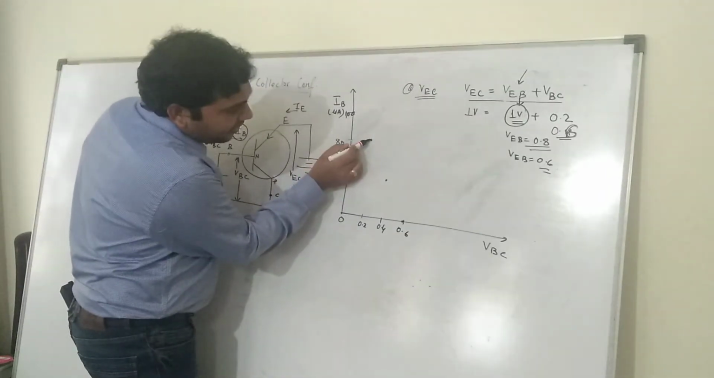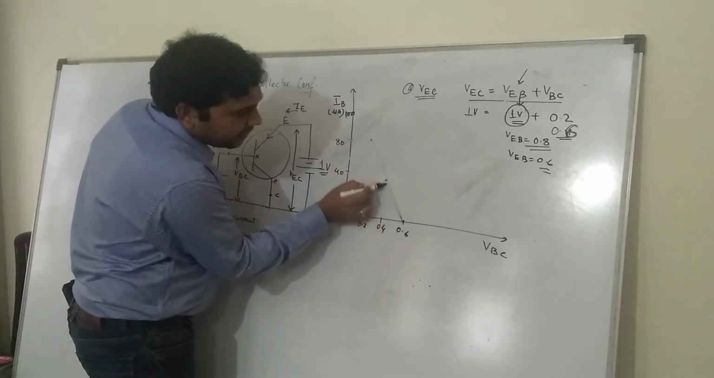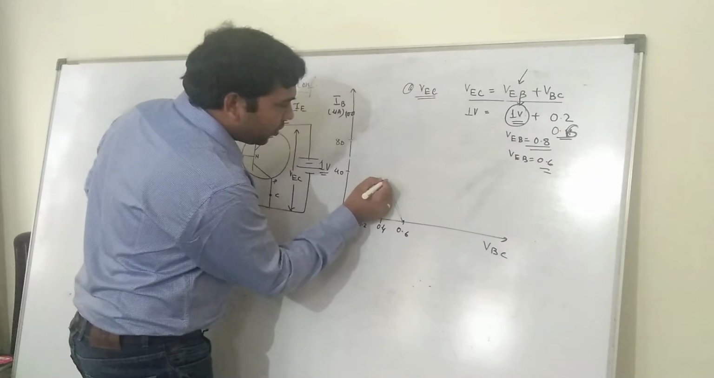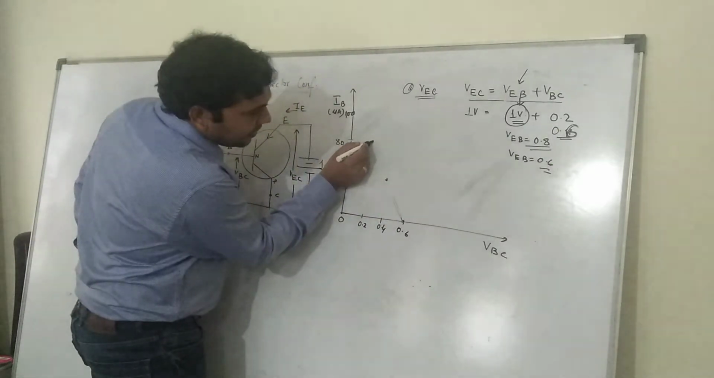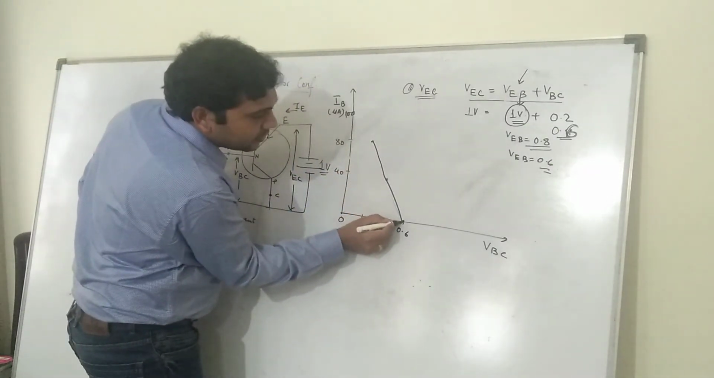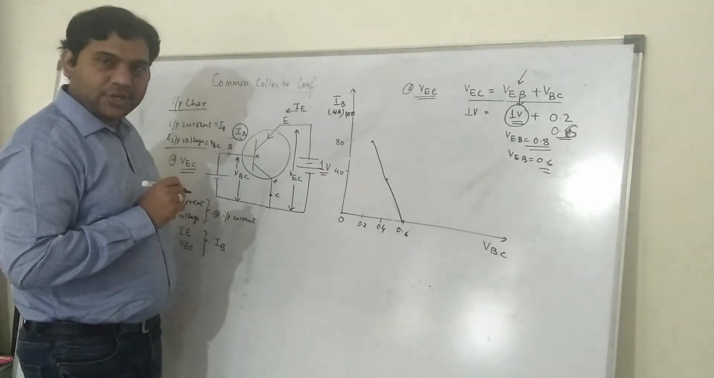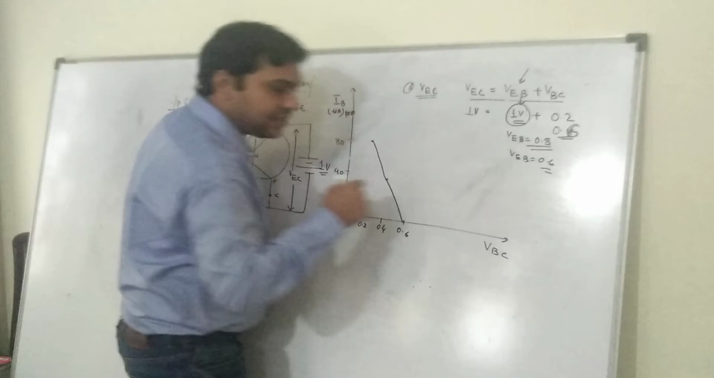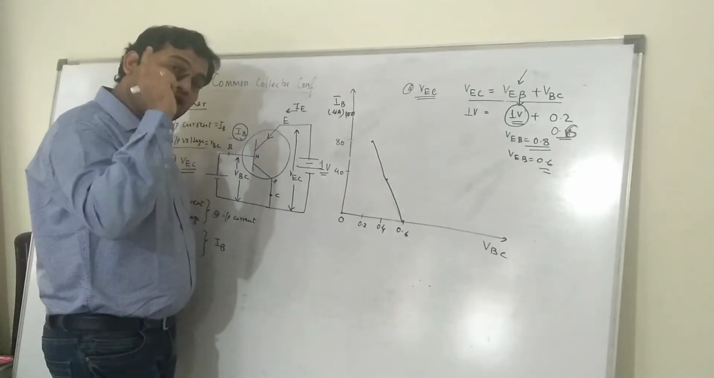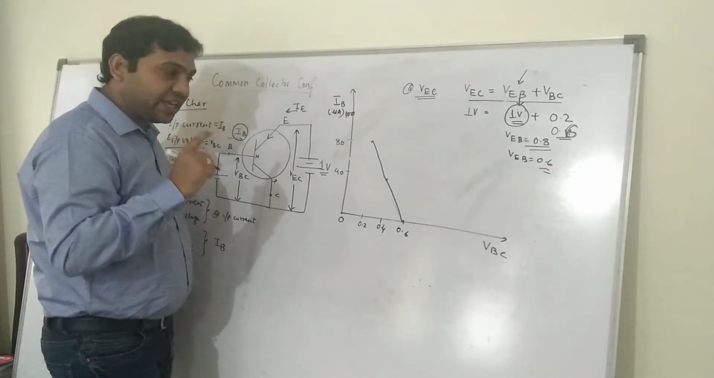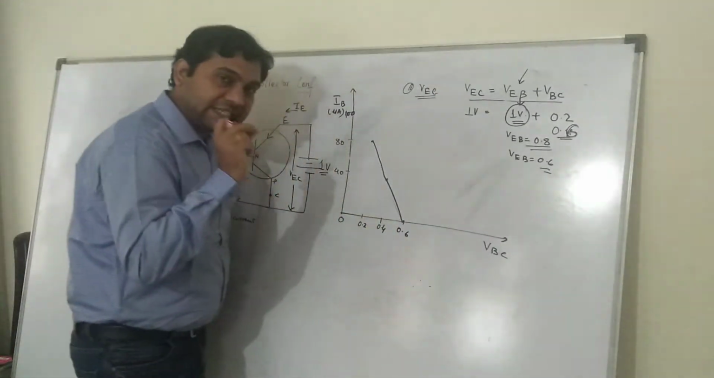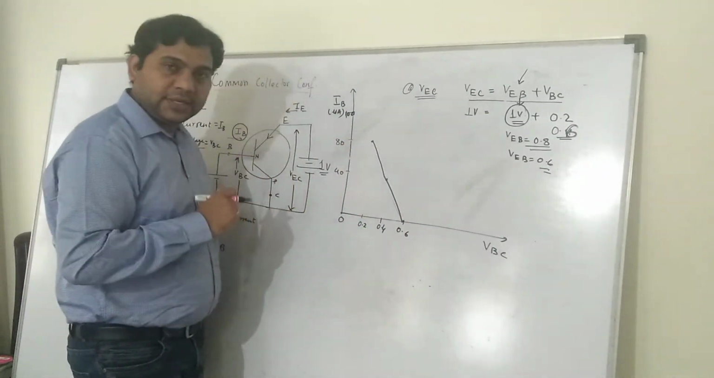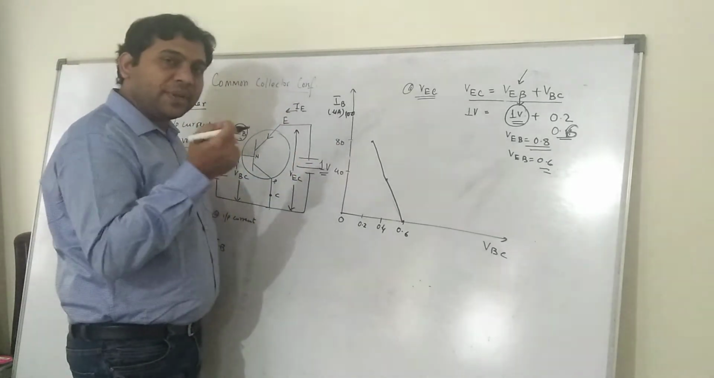So you will have a current curve like this. So what does it mean? IB is reducing with increasing VBC. This we have already seen in the common emitter configuration, that whenever base to collector voltage increases, because of the base width modulation, this IB decreases. Here also the same phenomenon is occurring.